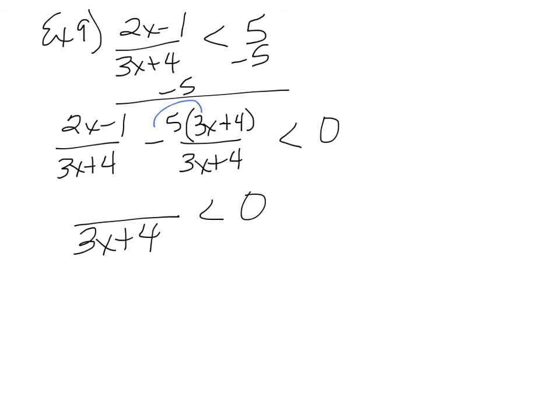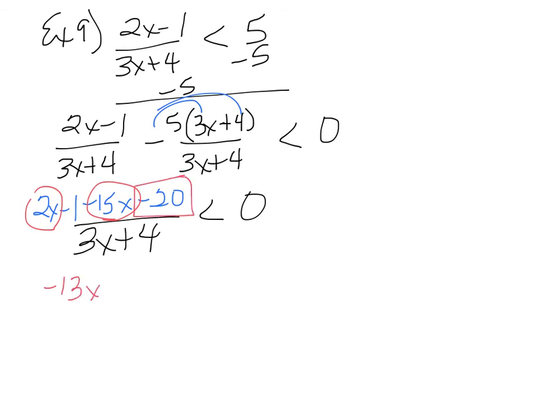Now I'm going to take this negative 5 and distribute it. So in my numerator, I have 2x minus 1 and a negative 15x minus 20. Cool. Now combine our like terms. So I have a 2x and a negative 15x. So you get a negative 13x. You have a negative 1 and a negative 20. So subtract that, 21. And you still have 3x plus 4 in the denominator. So now we have our rational inequality set up. From here, we can do our critical points.